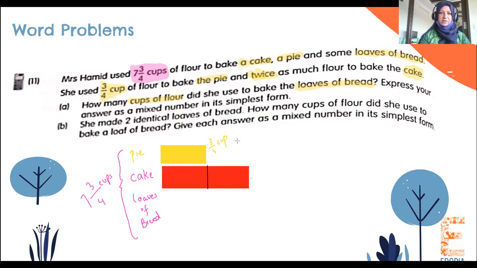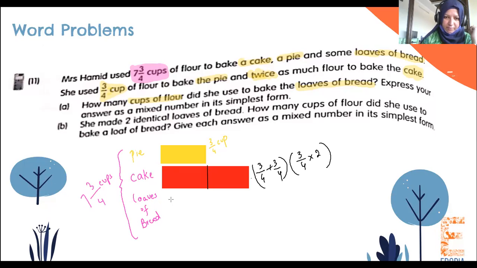This is the cake. That means this was twice as much. You can see twice means it uses 2 units, or another way of saying this is 3 by 4 plus 3 by 4. Or the same thing you can say is 3 by 4 times 2, because there are two such parts. And the rest of the amount is used to bake bread.